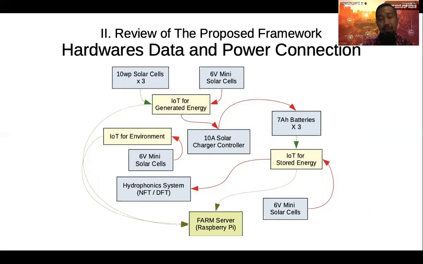So we can see each IoT system also uses mini solar cells. So the IoT device itself doesn't disturb the power usage of the hydroponic system. So we can get the pure power consumption data for the hydroponic system.